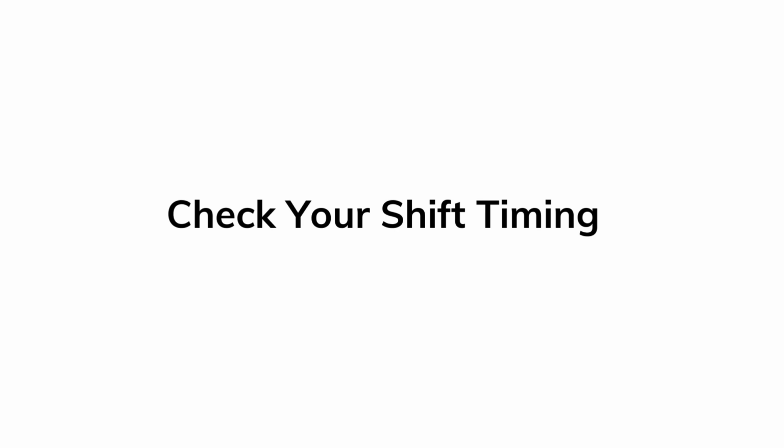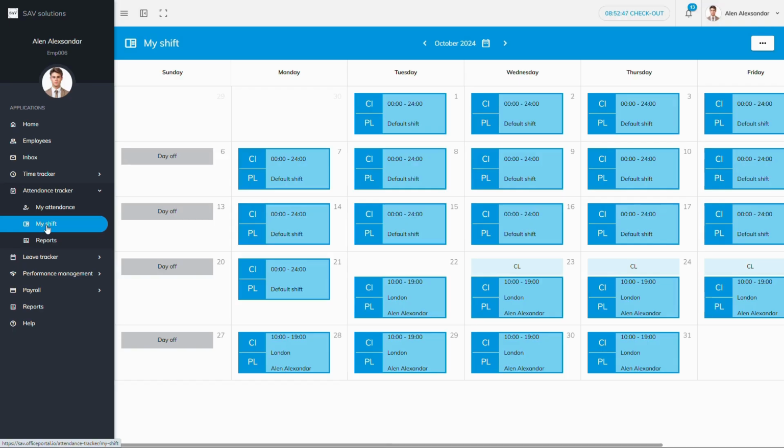Check your shift timing. Click on the My Shift section located next to the My Attendance area to view your shift timings. In this case, the employee initially had a 24-hour shift, which was later changed to a 10 to 7 shift. You can easily check your shift timings here and stay updated about your working hours.